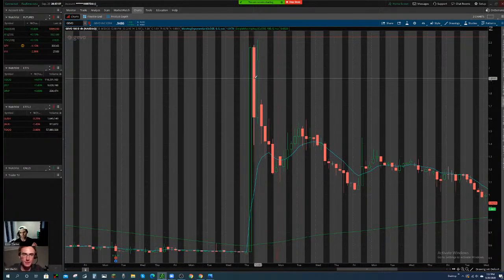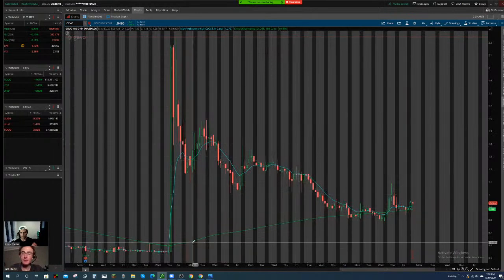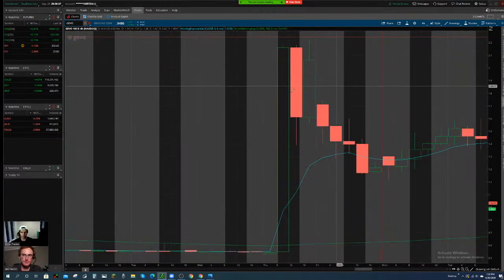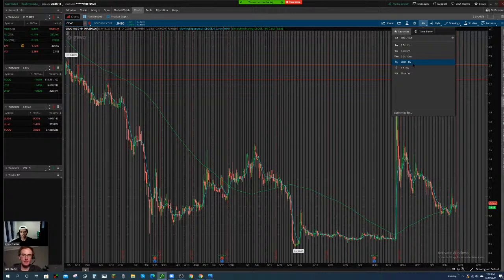As we can see with Jivo right here, we saw it blow up and then immediately fall down. Yeah, this is a perfect example of a pump and dump. So you guys gotta be prepared for those. This was a 300% move in almost 5 hours.